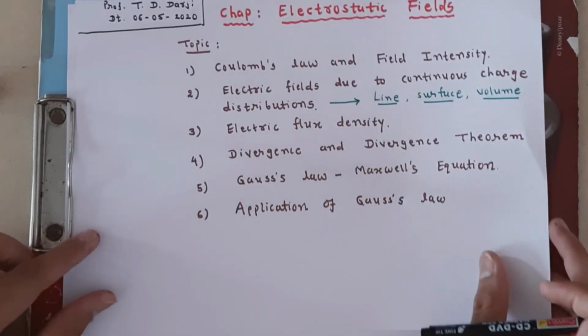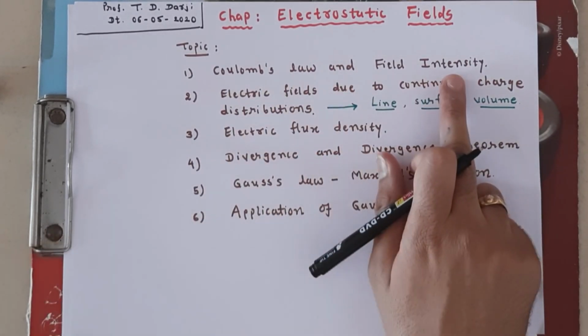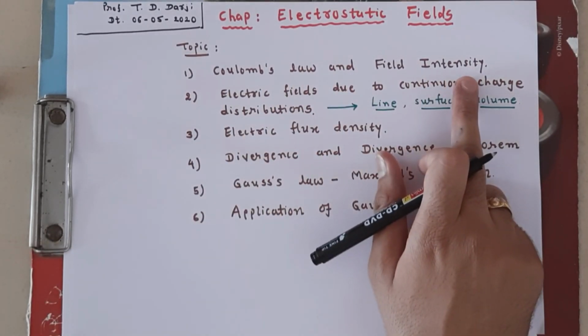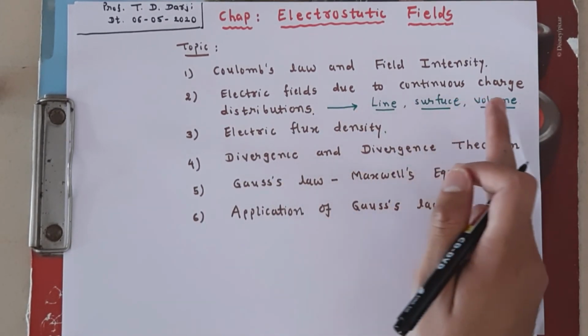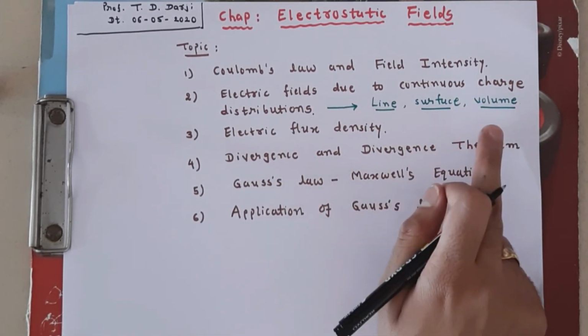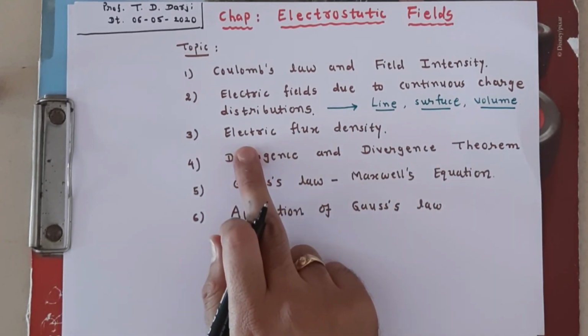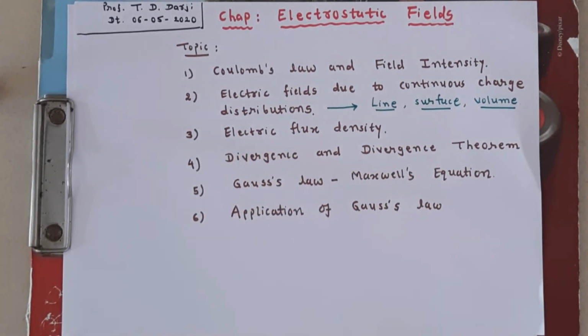So here we finish the first topic, which is Coulomb's law and electric field intensity. In the next lecture we will discuss electric field due to continuous charge distribution, line, surface and volume charge, and we will touch on electric flux density, divergence and the divergence theorem. Thank you.